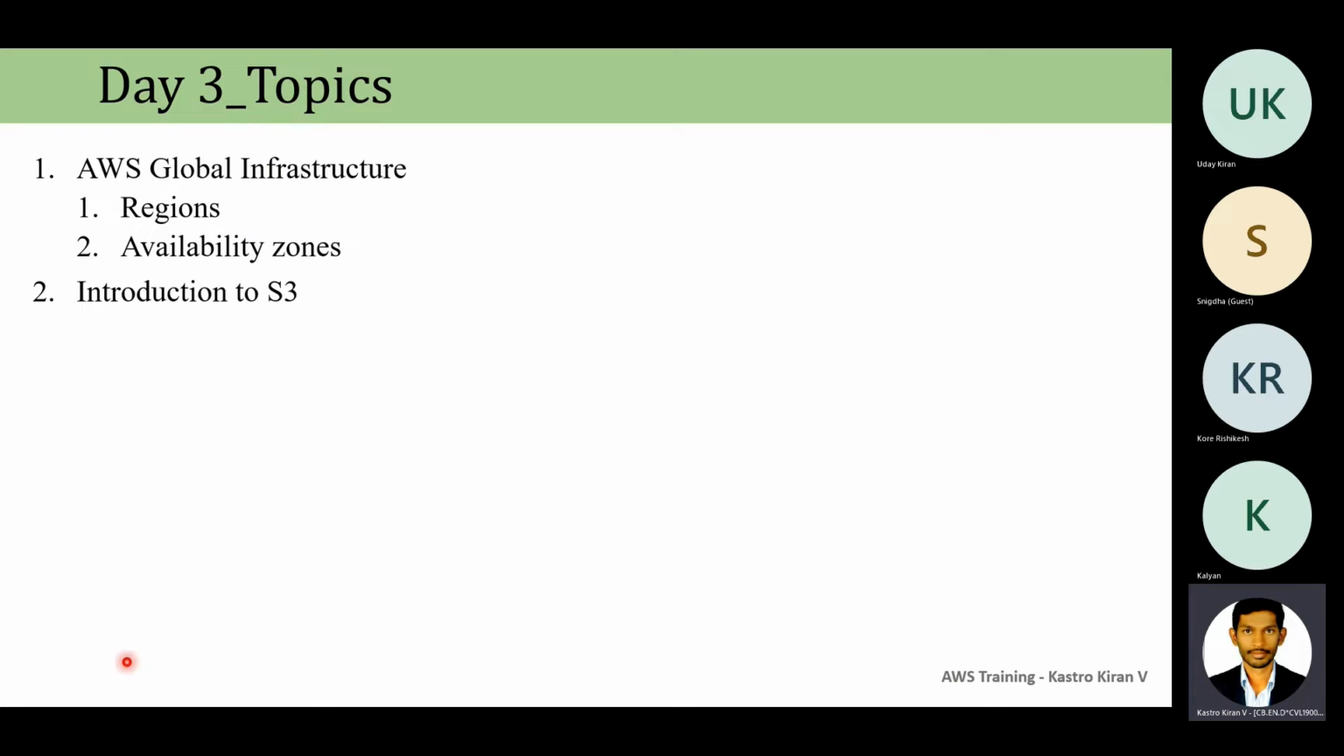Before I talk about the global infrastructure, first let us understand what this term infrastructure means. As I was telling earlier, AWS is providing 200 to 250 plus services. In order to maintain these 250 plus services, AWS should have some infrastructure. That infrastructure is called the AWS global infrastructure.